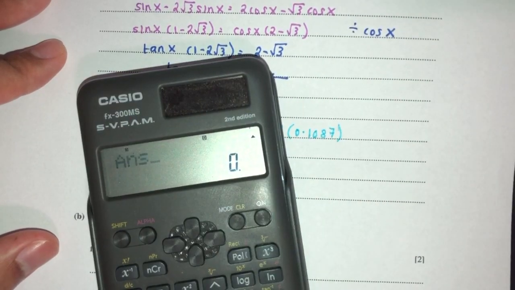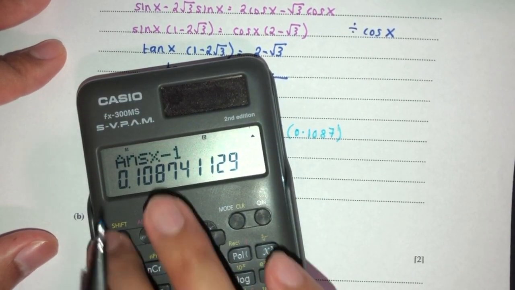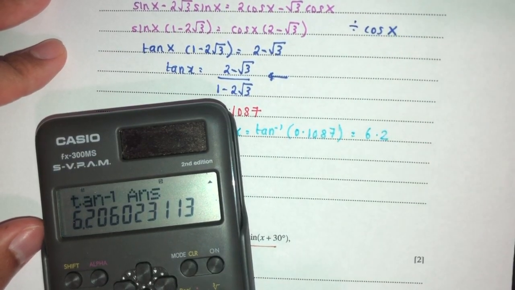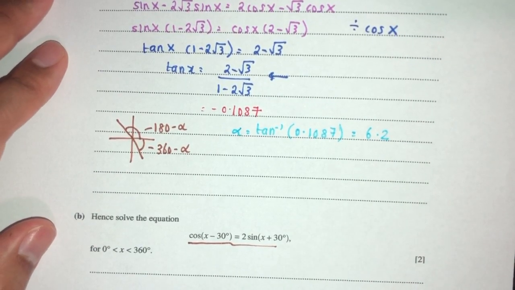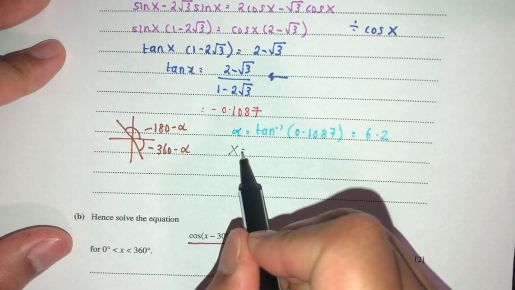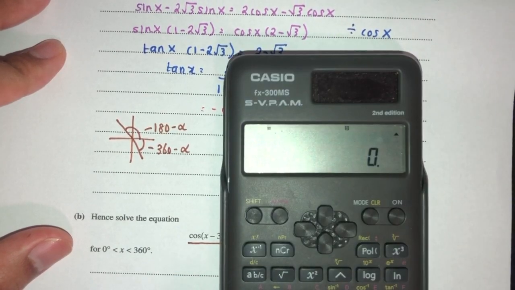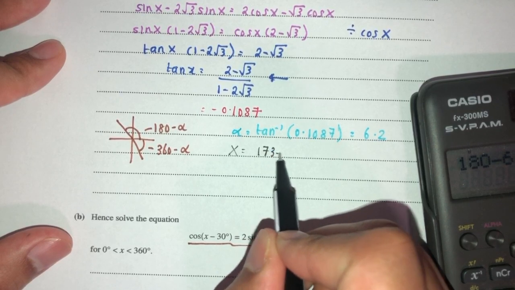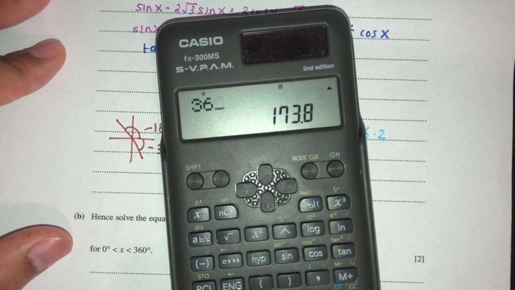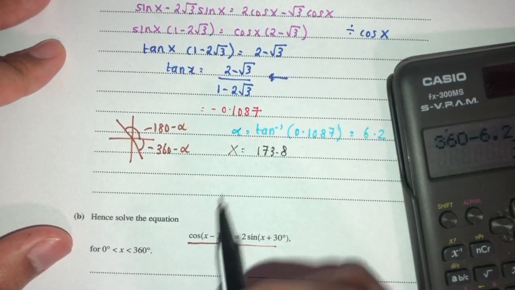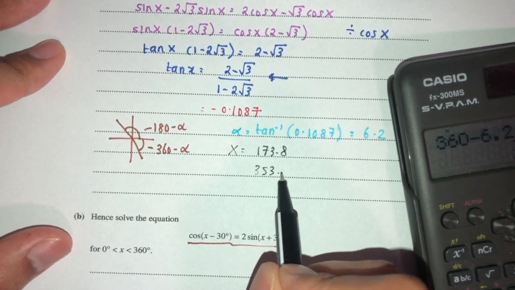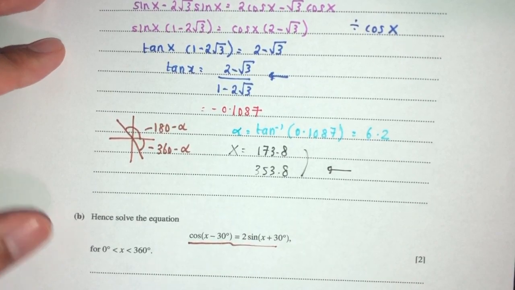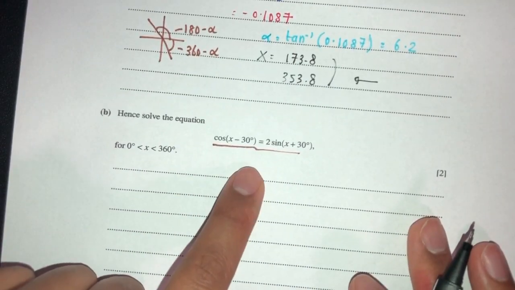So have times minus 1 to become tan inverse of this value. That should become 6.2 for the value of alpha. Now finally, we don't care about alpha, we have to find x. X is equal to, according to your quadrants, 180 minus 6.2, 173.8, and also 360 minus 6.2, 353.8. And this is your answer for question number 3. Only these two values in the end for the angle that satisfy my equation.